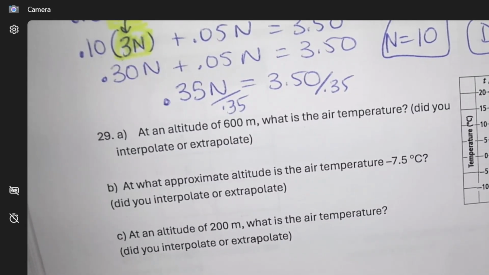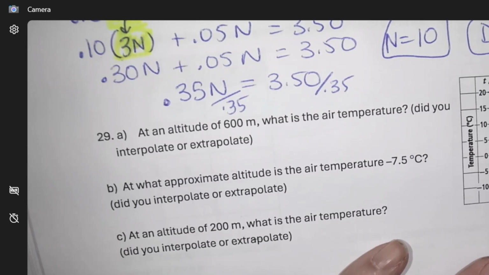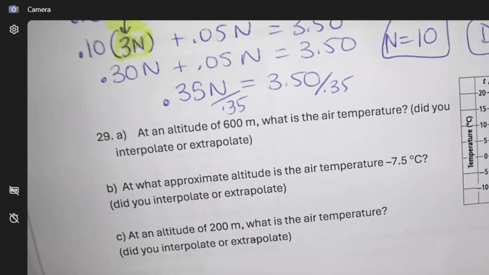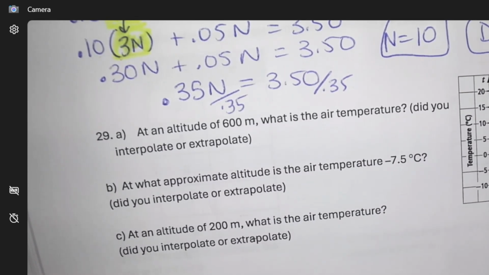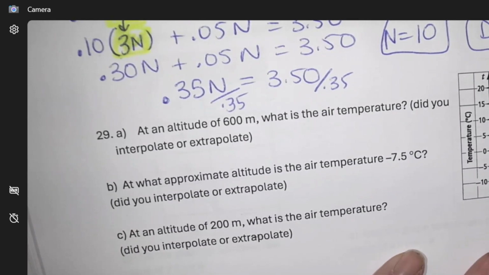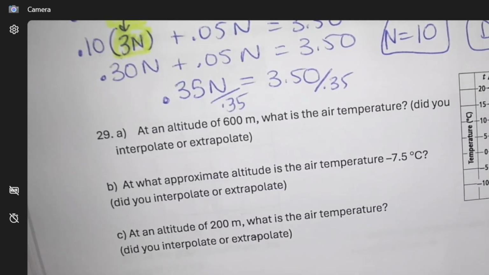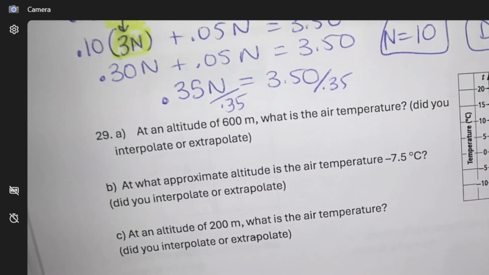On your axis, where do you look? Altitude 600. Am I going on the X or am I finding it on the Y? On the X axis. So there's my 600. So what am I going to do? I'm going to vertically go up. Once I hit the line, now I'm going to go across.